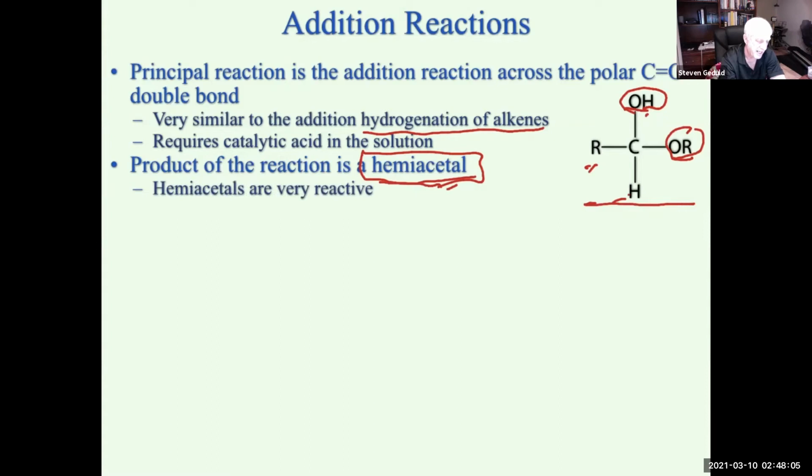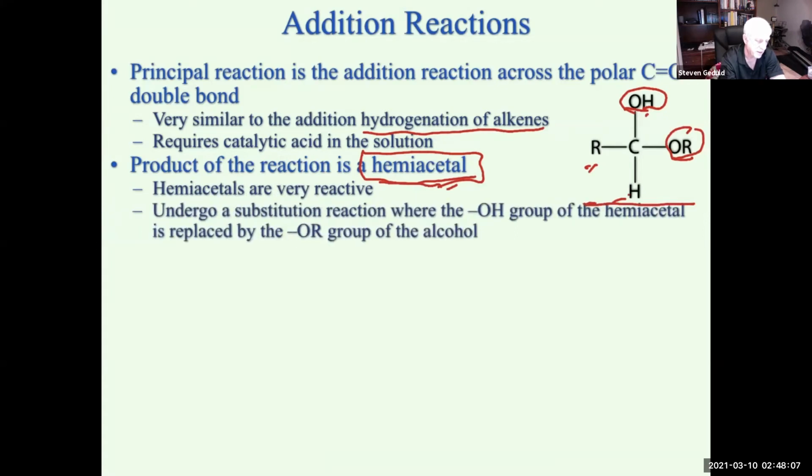Okay, hemiacetals are very reactive. They undergo substitution reactions where the OH group of the hemiacetal is replaced by the OR group of the alcohol. Okay, so it's a 3-step reaction, and it's going to be at equilibrium, so it goes both directions. Okay, the final product is going to be an acetal, where this OH is replaced by an OR. And then that's going to be an acetal group. And again, we're going to use these in biochemistry.